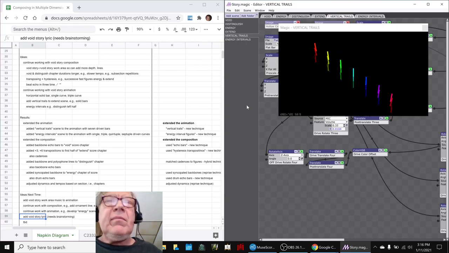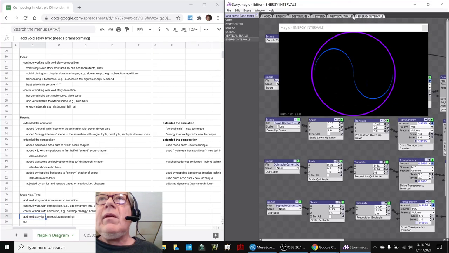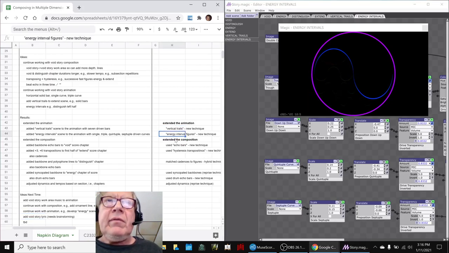Then we also did energy interval figures, which is this, which in particular you can see inside of this sine wave shape. We have a trough, a triple figure, and a one, two, three, a five figure, and a seven figure, and they all fit in there, and they're also being driven. The outer figures are being driven just by volume of the microphone, and the inner figures, transparency as well as color, are being driven. So those were brand new techniques that we've worked out.